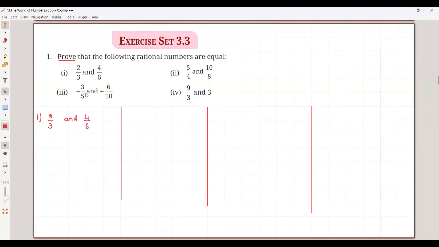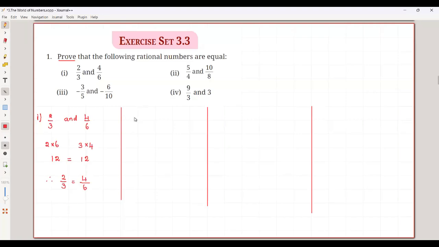For checking equality, we can just cross multiply and check. So if you do 2 into 6 and do the cross multiplication, 3 into 4, and if they come out equal, then both the rational numbers are equal. So 2 sixes are 12, and here 3 fours are 12. 12 is equal to 12. Therefore, 2 by 3 and 4 by 6 are equal. So both are equal rational numbers.